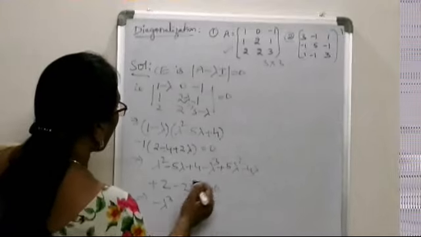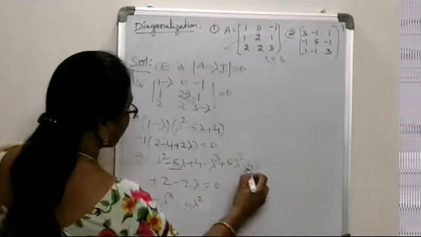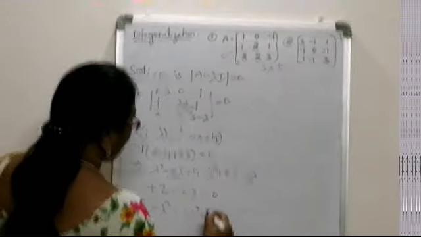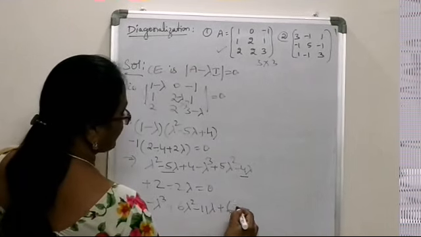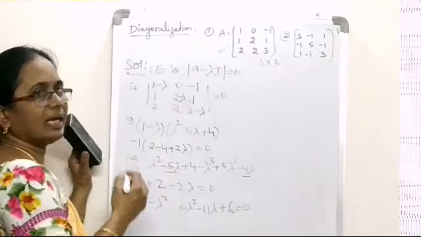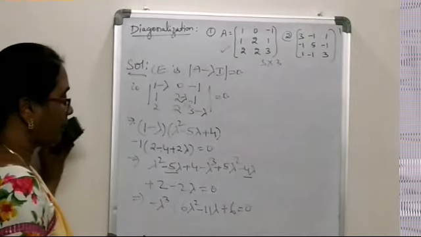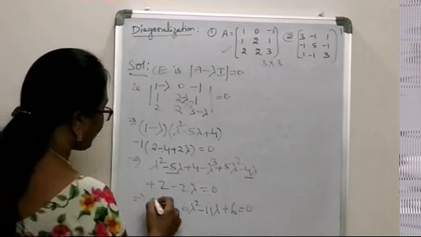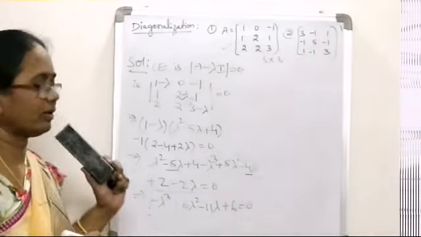Right? Next we have minus 5 lambda, minus 4 lambda, minus 9 lambda, minus 2 lambda, minus 11 lambda. 4 plus 2 is equal to 6. This is our characteristic equation. When we apply the Cayley-Hamilton theorem, we need not apply the Cayley-Hamilton theorem, I am sorry. So after getting this characteristic equation, straight away we calculate the eigenvalues.